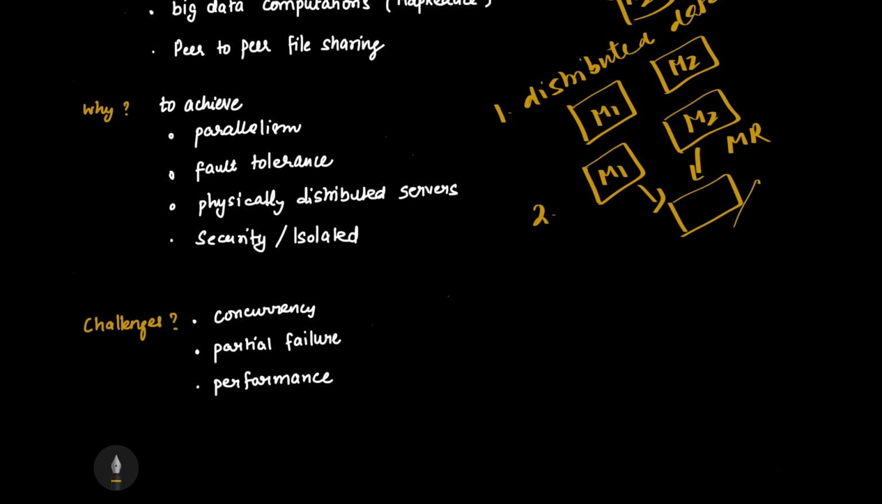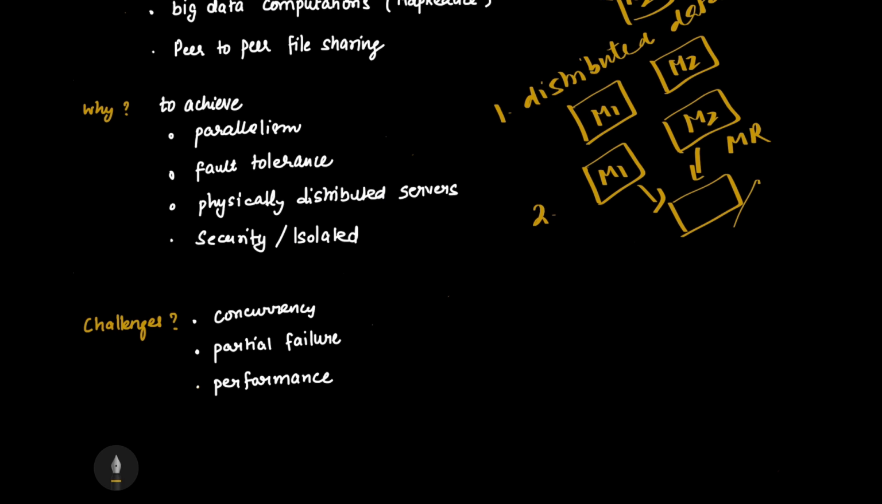The third reason could be, let's say we want to send some amount of money from one account to another account, and we can do that via distributed transactions. The fourth reason can be security or isolation. If we want to keep our services on these servers isolated and we want them to communicate with each other only when it's really needed, it's basically a distributed environment. Everyone has its own set of responsibilities.